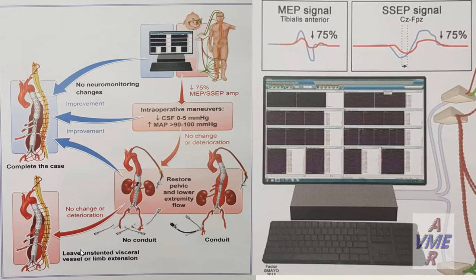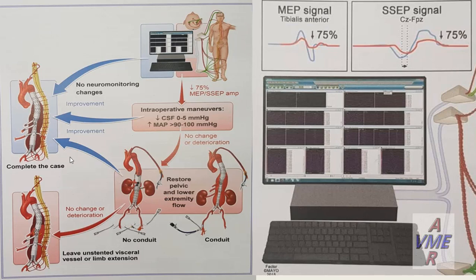So what is the strategy if you have this drop and we have this ischemia? During neurological monitoring, if you have a drop by 75%, the measure is to drain the CSF and make its pressure lower than 5 mmHg, and to increase blood pressure to make the mean arterial pressure more than 90 to 100 mmHg. This is the first step. If improved, complete your case. If we have a problem, we have to restore pelvic and lower limb blood flow as soon as possible by removing the large sheath and continuing deployment of the graft. If improved, complete the case.